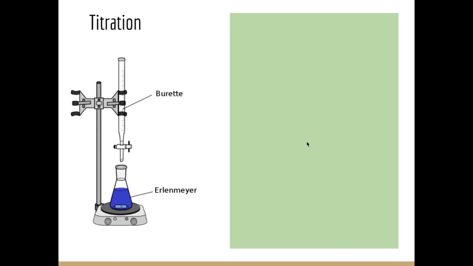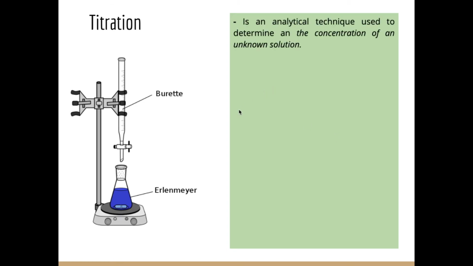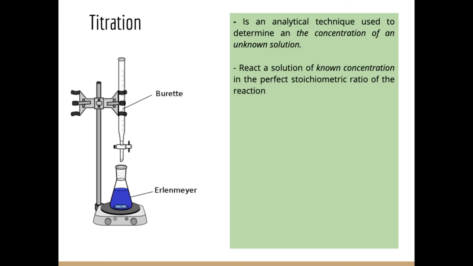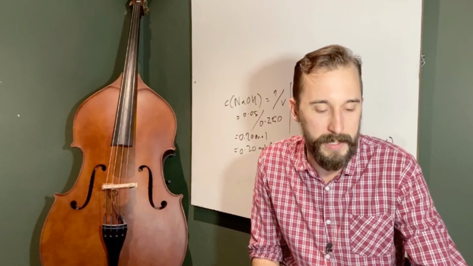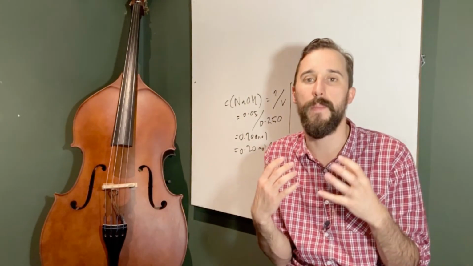A titration is a very useful analytical tool that we can use to analyze unknown concentrations and determine what the unknown concentration will be. What does this say? Titration is an analytical technique used to determine the concentration of an unknown solution. So you react a solution of a known concentration in the perfect stoichiometric ratio of the reaction. What does the perfect stoichiometric ratio mean?